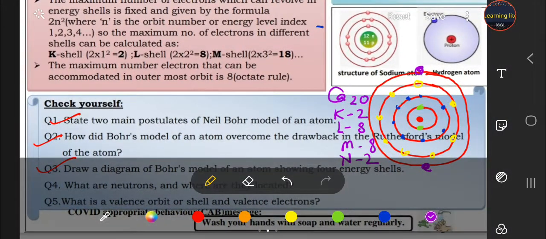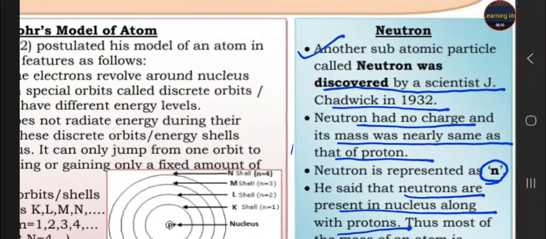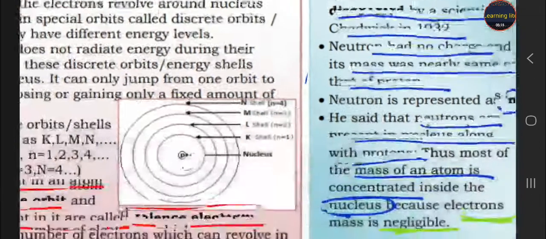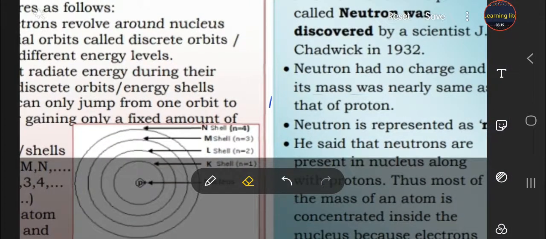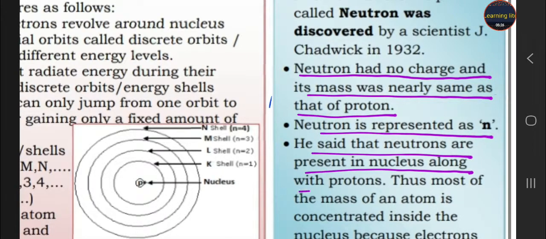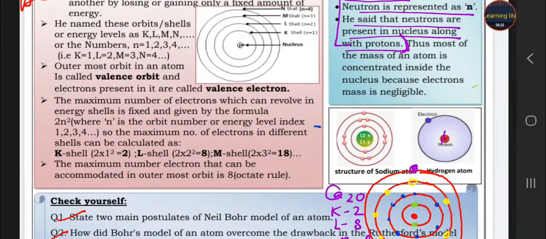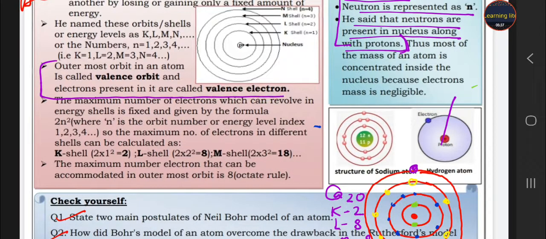Now fourth answer, students. What are neutrons and where are they located? Neutrons have no charge and mass equal to the proton. They are represented by n and they are located in the nucleus. So this is the answer to your fourth question. The fifth question is, what is valence orbit and valence electron? So this is your fifth answer, students.